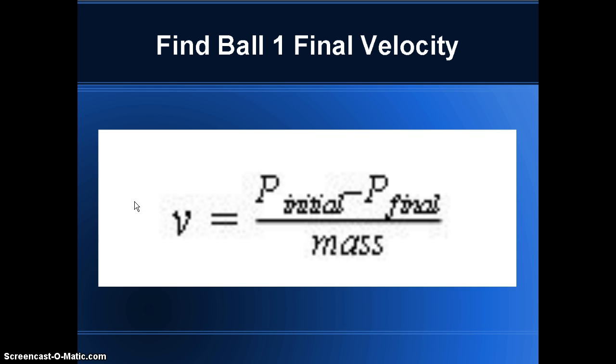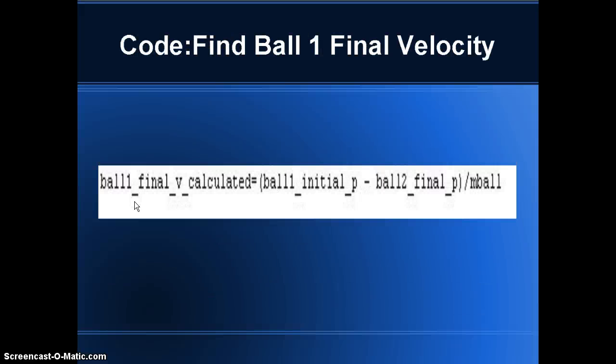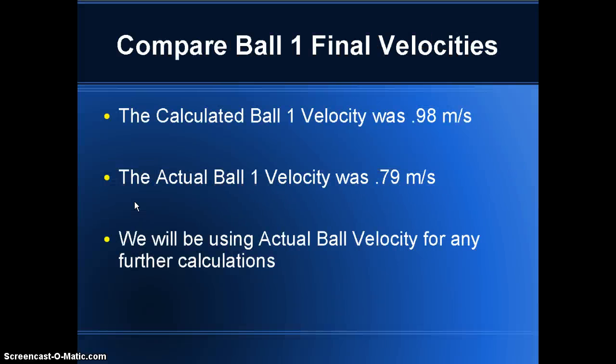Now we have to find ball 1 final velocity, which is equal to the initial momentum minus the final momentum divided by mass. This is because there is no net force, meaning that we can apply the conservation of momentum. Here's that simple equation put into Python. Now, we ended up with a calculated ball 1 velocity of 0.98 meters per second. But looking at the ball 1 velocity analyzing the tracker video, it actually ended up being 0.79 meters per second.